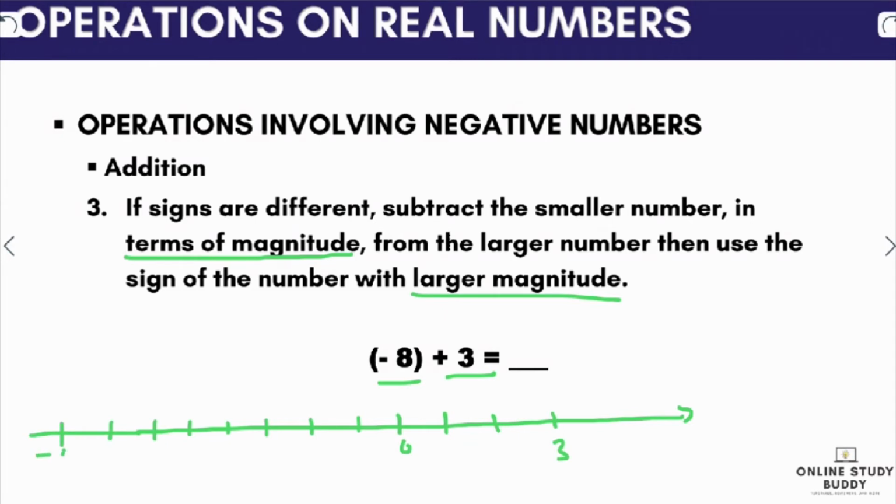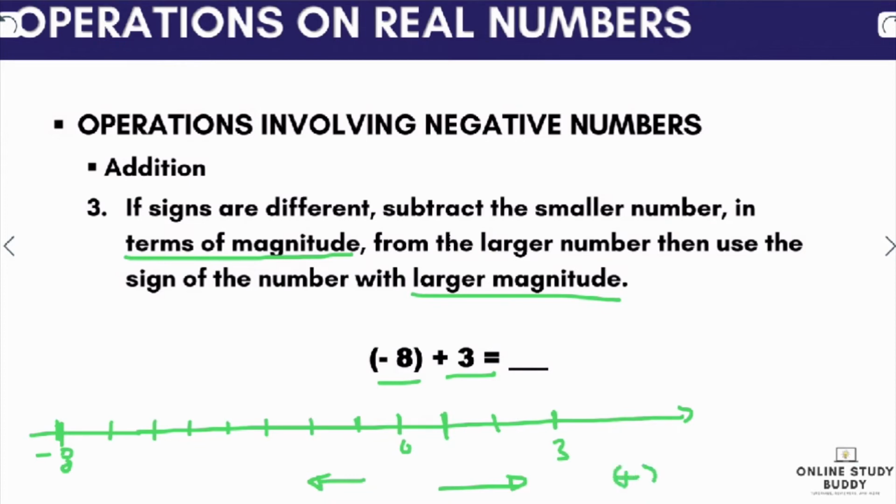Okay. So, positive 3 is to the right of 0. 1, 2, 3. 3 units to the right. And negative 8 is 8 units to the left of 0. 2, 3, 4, 5, 6, 7, 8. So, we know na the more positive the number, the larger it is.